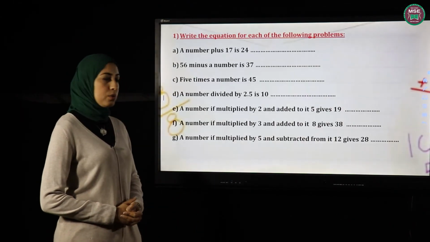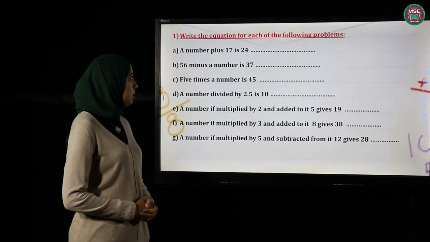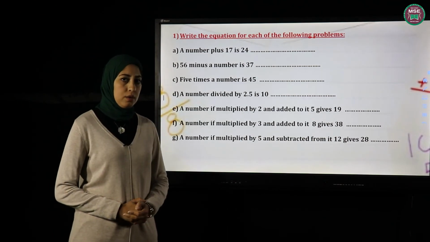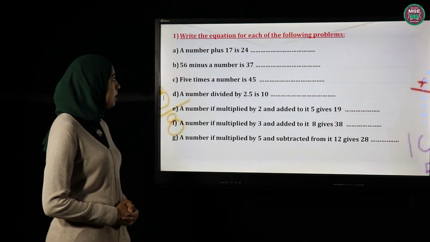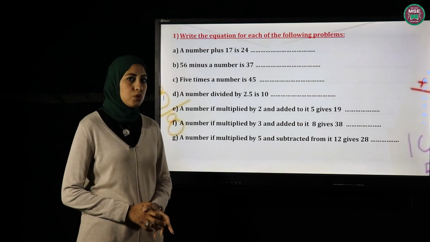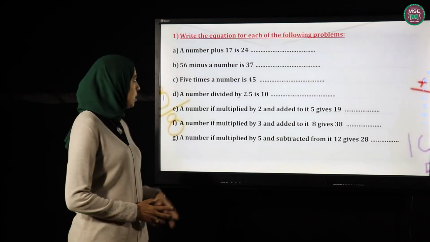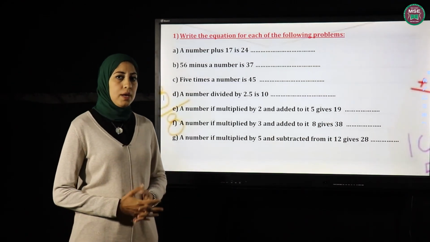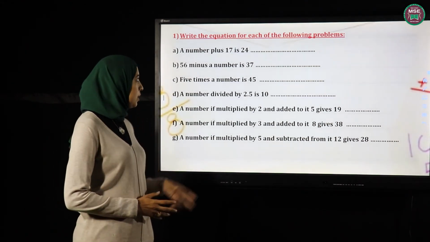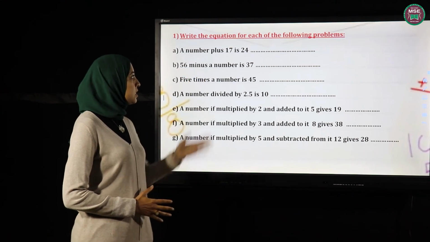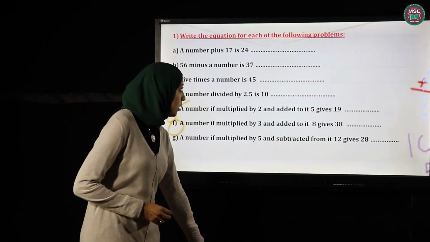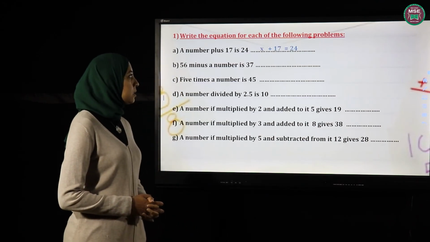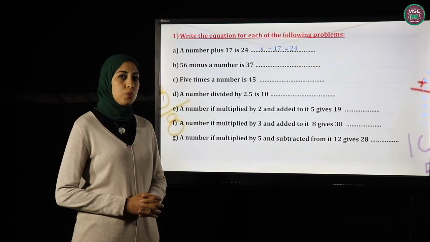Let's look at this question. Write the equation for each of the following. Okay, let's see the first one. A number plus 17 is 24. Okay, a number means any number. Choose any letter. X plus 17. Is here means equal. So I will write x plus 17 equals 24.